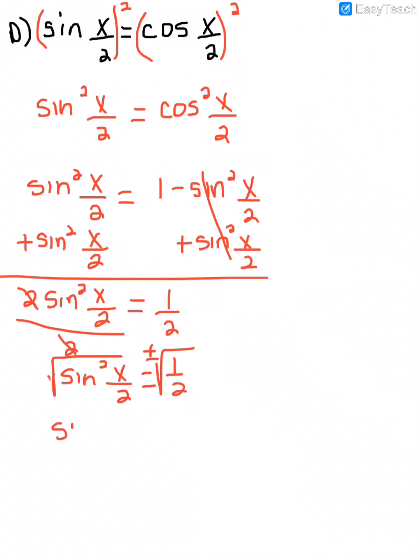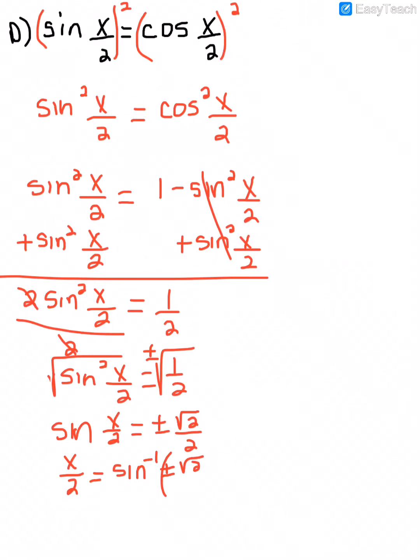Okay, so we have sine of x over 2 is equal to plus or minus 1 over the square root of 2, which would rationalize to the square root of 2 over 2. Then we take the inverse of both sides, so we have x over 2 is equal to sine inverse of plus or minus square root of 2 over 2.